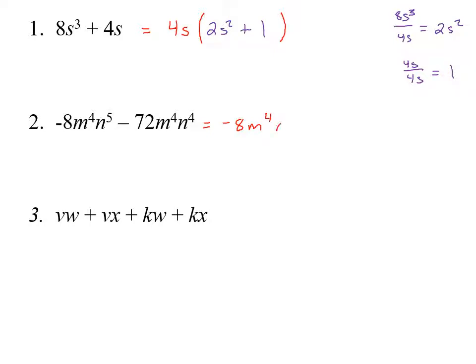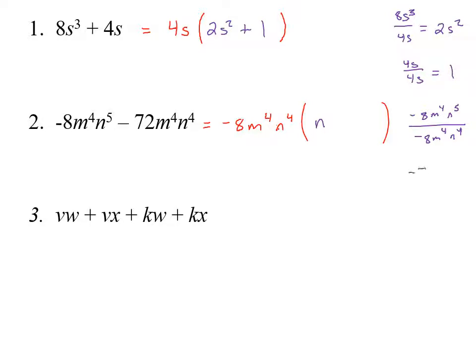And there's an n to the 4th, which is less than the n to the 5th on the first term. And so then I write down what I have left over. Again, you could divide it if you wanted to. If you took the negative 8 m to the 4th n to the 5th and divided it by the negative 8 m to the 4th n to the 4th that I pulled out front, the 8's cancel, the m's cancel, and 5 minus 4 leaves you just 1 n left over.